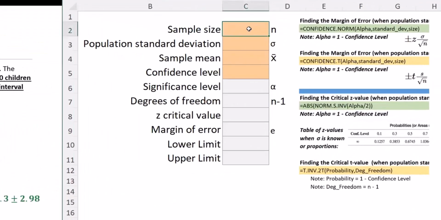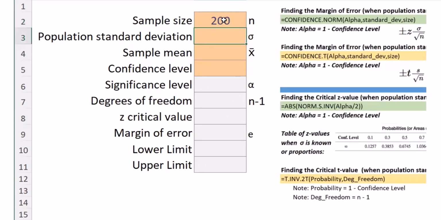So we know our sample size is 200. Our population standard deviation is 21.5. The sample mean was given to us as 191.3. So that's going to be our X bar. Our confidence level is going to be 95% or 0.95. So we know that our alpha, or our significance level, is 1 minus the confidence level. So we just type in 1 minus that and we get 0.05.